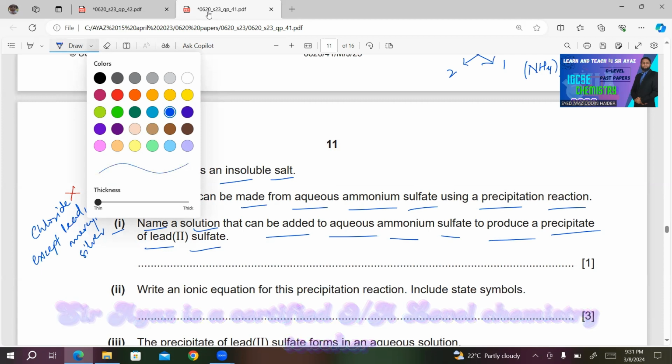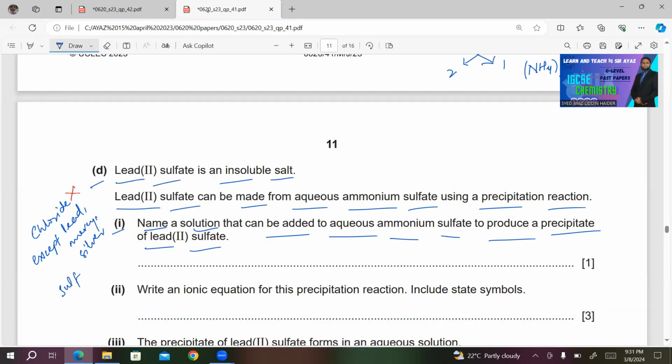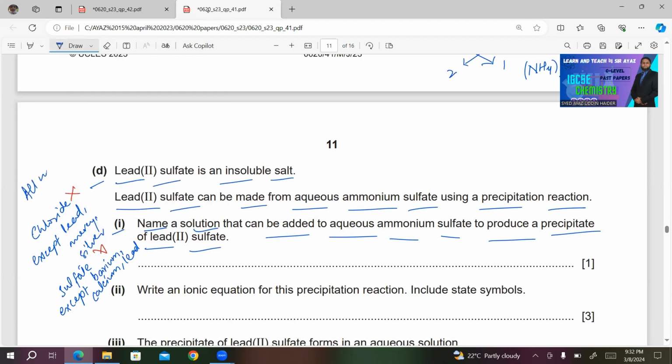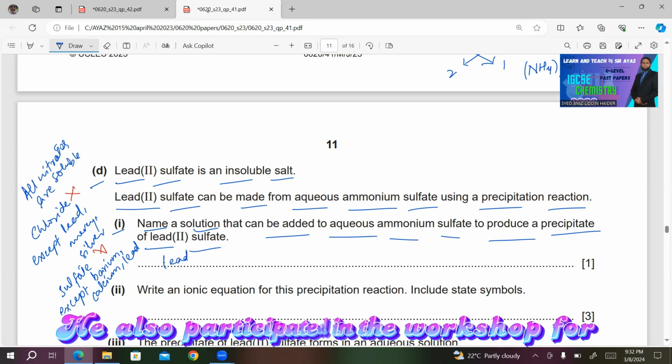What about sulfate? All sulfates are soluble except barium, calcium, lead. So this is also not the right choice. We are left with nitrate. All nitrates are soluble. So you can take lead nitrate, or lead 2 nitrate.